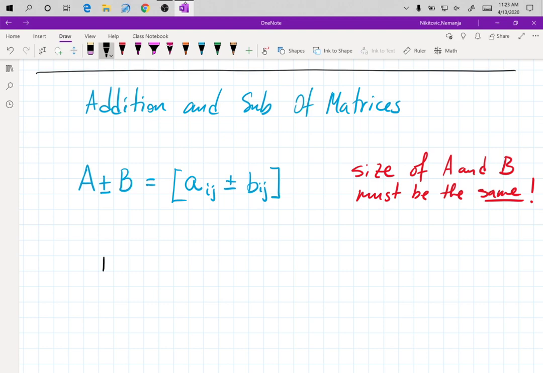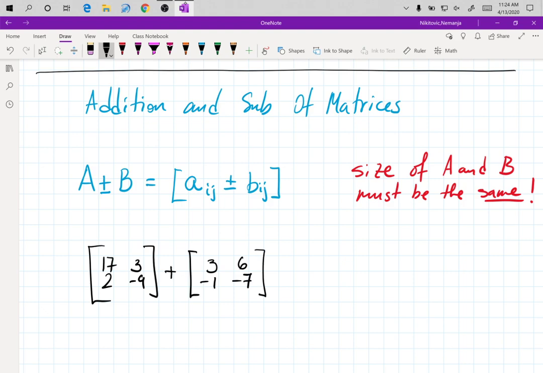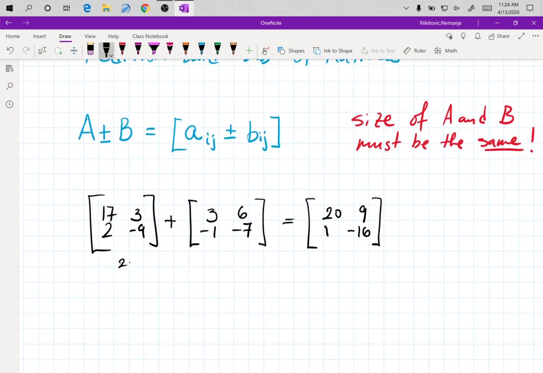So if I have 17, 3, 2, and negative 9 as a 2 by 2 matrix, and I add another 2 by 2 matrix, let's say 3, 6, negative 1, and negative 7, whatever, then since I have a 2 by 2 matrix, 17 plus 3 would be 20, 3 plus 6 would be 9, 2 minus 1 would be 1, and negative 9 minus 7 would be negative 16. There we go. So we started with a 2 by 2, we added a 2 by 2, we got a 2 by 2.